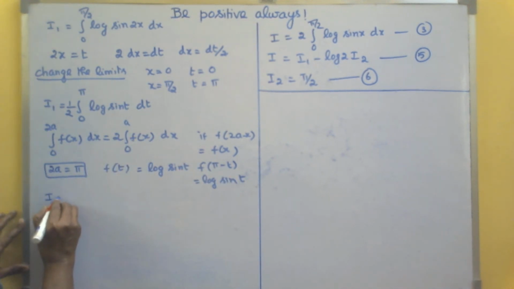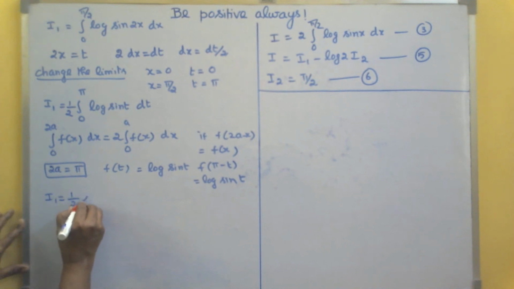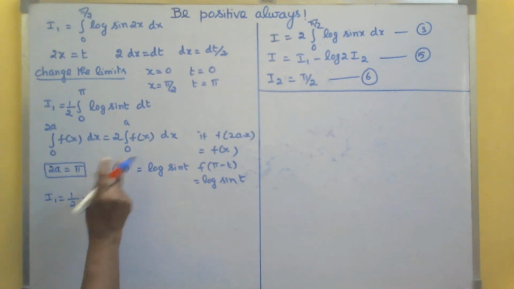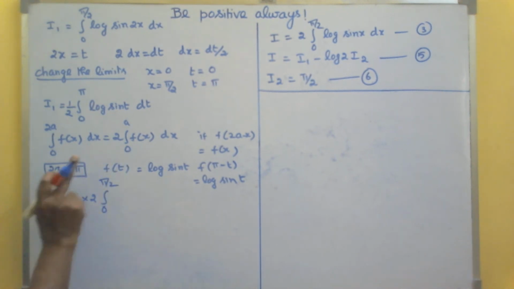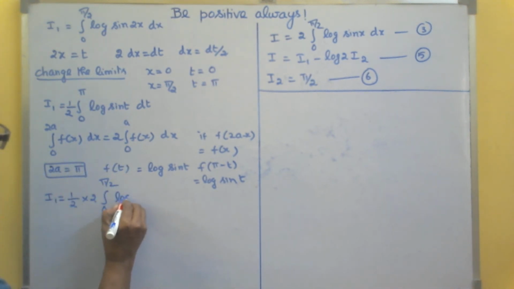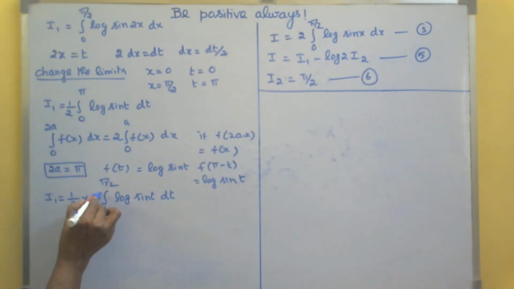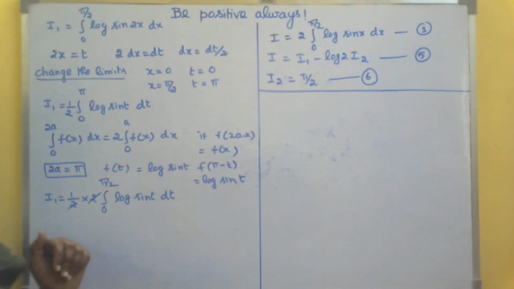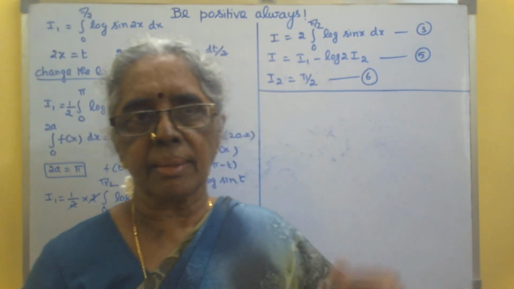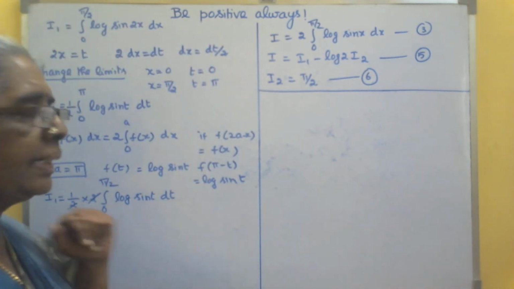So we get now I1 is equal to, already there is 1 half, now you will get 2, then 0 to pi by 2, because our 2a is pi, a will be pi by 2. Then I will get log sine t dt. Cut these 2 and these 2. So now I get I1 is equal to integral 0 to pi by 2 log sine t dt.